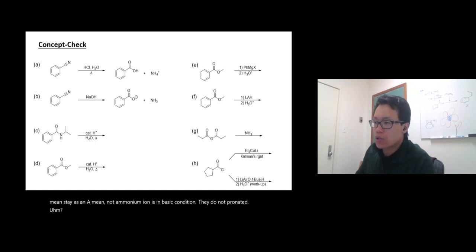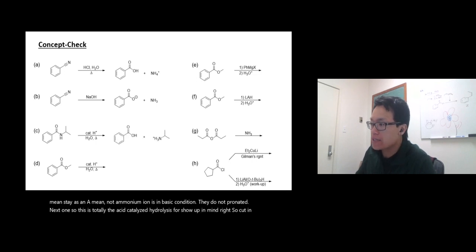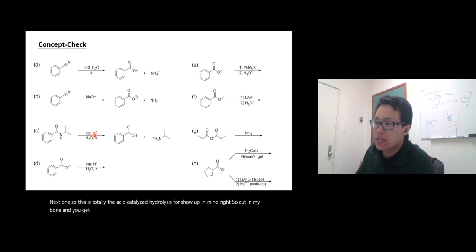Next one, so this is totally the acid catalyzed hydrolysis for sure of an amide. All right, so cut the amide bond and you get an acid. And since we have this in acidic condition, your amine that comes out becomes an ammonium ion.